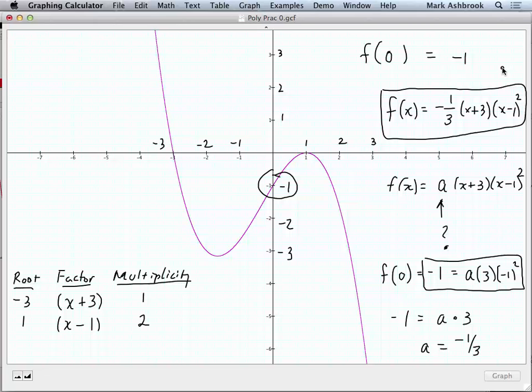Okay, did you see what happened? Does it make sense, what we just did there? So just the factors and the multiplicities give us a whole family of polynomials that have those roots and the behavior at the roots. But we need to get this specific polynomial, and we can get that by looking at our y-intercept and getting this coefficient that makes the y-intercept right. When we plug 0 in, it gives us -1. And in this case, that coefficient was -1/3.